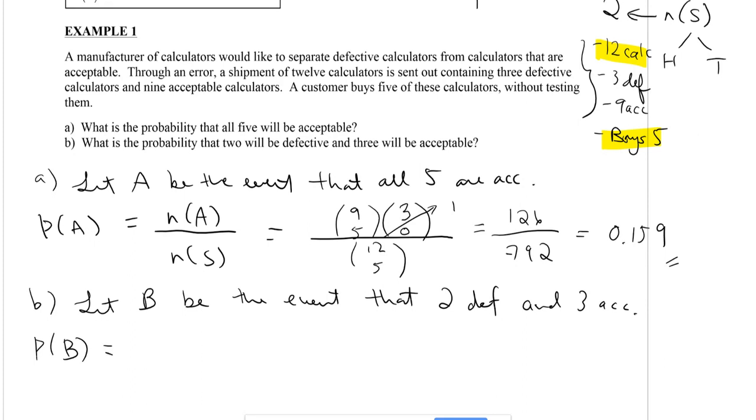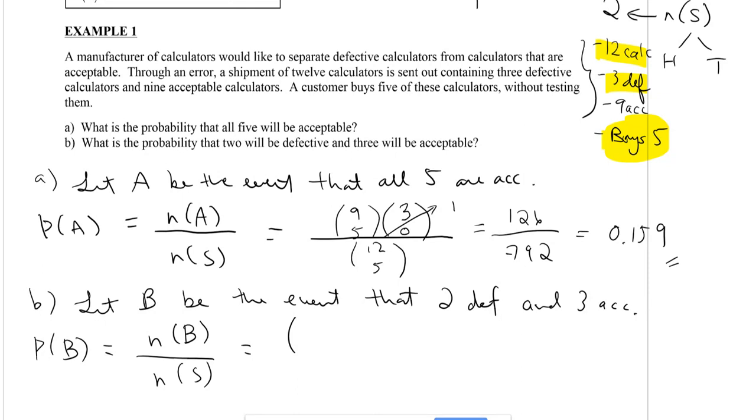So now I'm looking for the number of ways in which you get 2 defectives and 3 acceptable over all possibilities. So how many defectives do we have? We have 3 defectives, and we're still choosing.